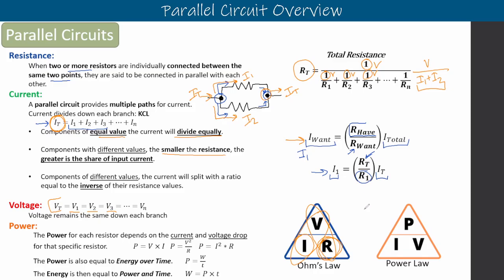Note that this is upside down from the voltage divider equation. Right before it was want over half, now it's half over want for our current, and that's because our current and our resistance are inversely proportional.